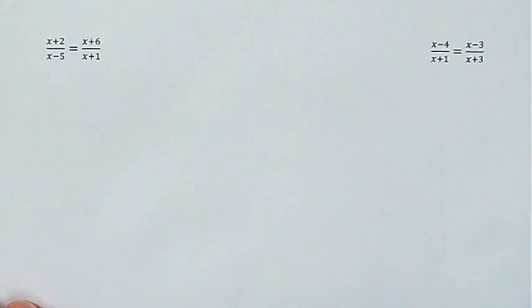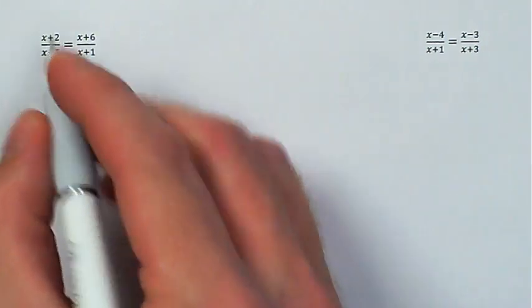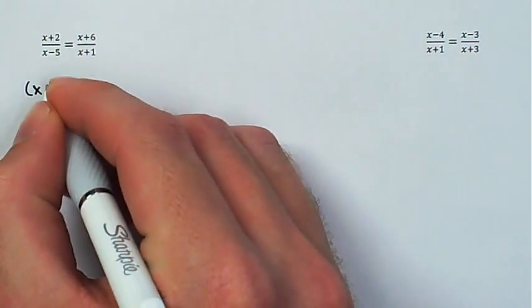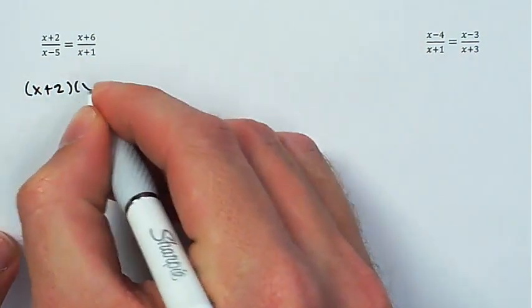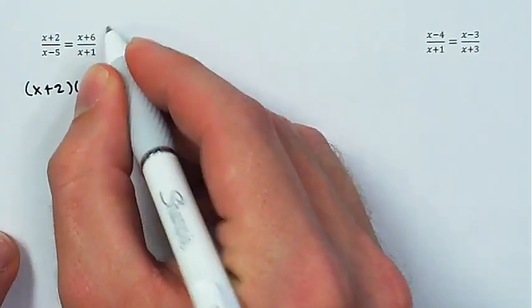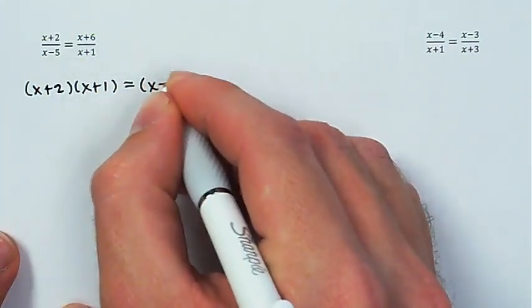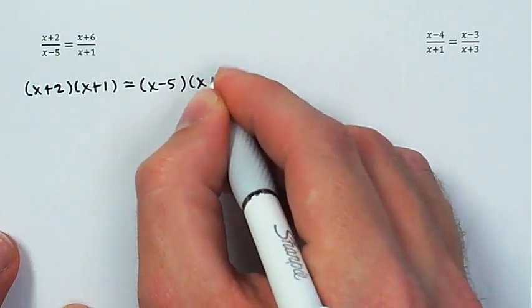Okay. These next two have x's on top and bottom, and so they're going to incur a quadratic. I'm not sure that you've done any like this before, but I'm also not sure that you haven't. So just like before, I'm going to start by cross-multiplying. So x plus 2 multiplied by x plus 1 equaling x minus 5 times x plus 6.